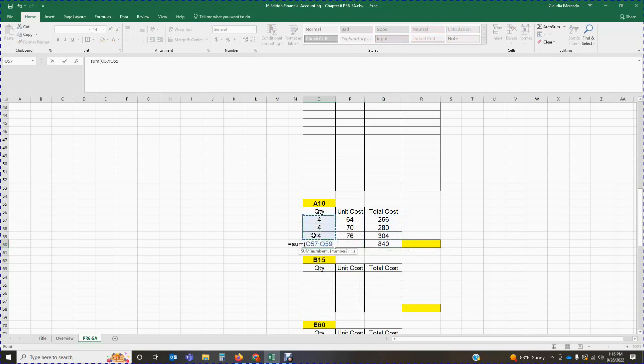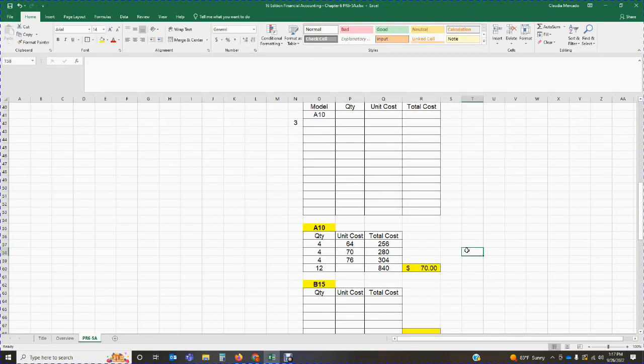I'm going to add my total for my quantity and my total cost. In this case, I've got $840 that I've spent on 12 units for model number A10. So to get my weighted average unit cost, I'm going to get my 840 divided by my quantity. That's going to give me a value of $70 per unit.